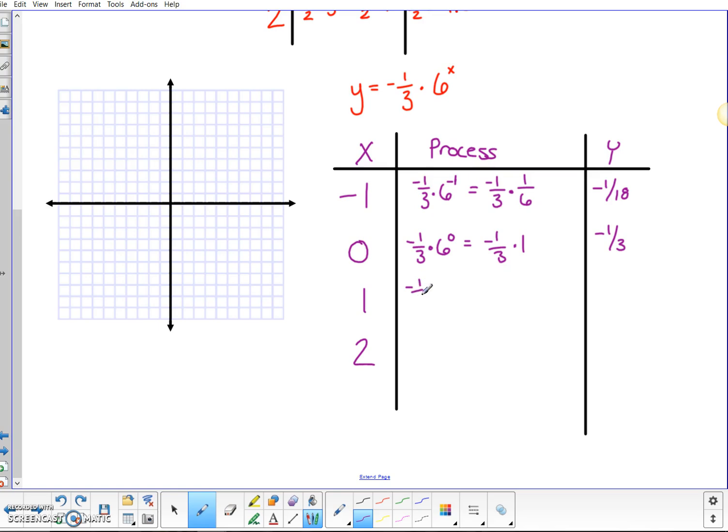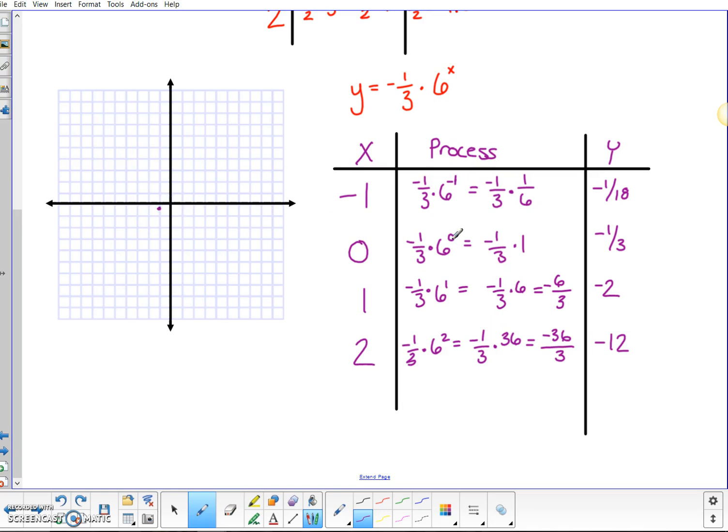Putting in a 1. -1/3 times 6 to the 1st gives me -1/3 times 6, so that is -6 over 3, or -2. And plugging in a 2, -1/3 times 6 to the 2nd equals -1/3 times 36, so that's -36 over 3, or -12. You can see how quickly this went from tiny, tiny fractions to a large number in just 4 units. So -1 is -1/18.